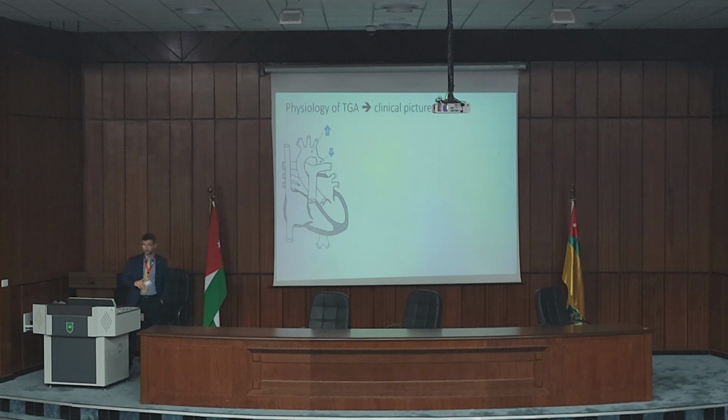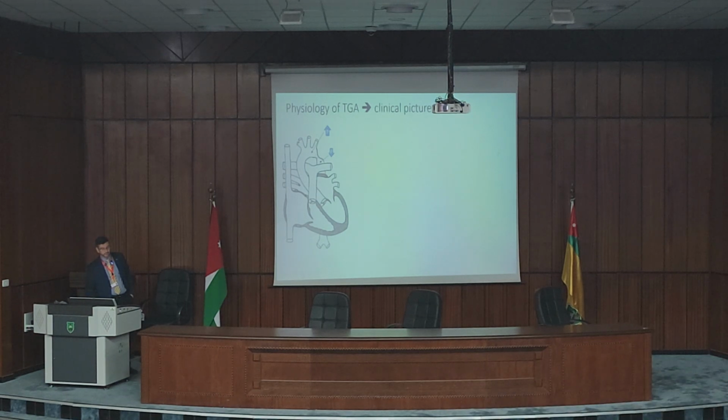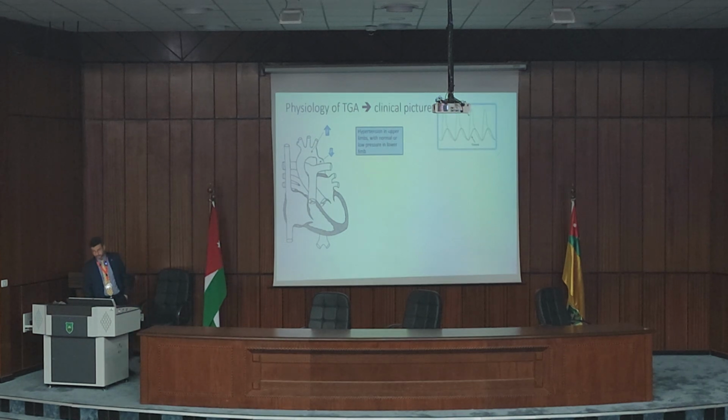So let's talk now about the physiology of coarctation, not TGA, sorry. So there's narrowing here. That will result in higher pressure proximal and lower pressure distal, and that explains why this child has upper extremity hypertension and lower extremity normal or low pressure. Okay? So it's one cause of secondary hypertension. One of them is coarctation of aorta. So if you measure the radial pressure, it will be much higher than the femoral pressure.